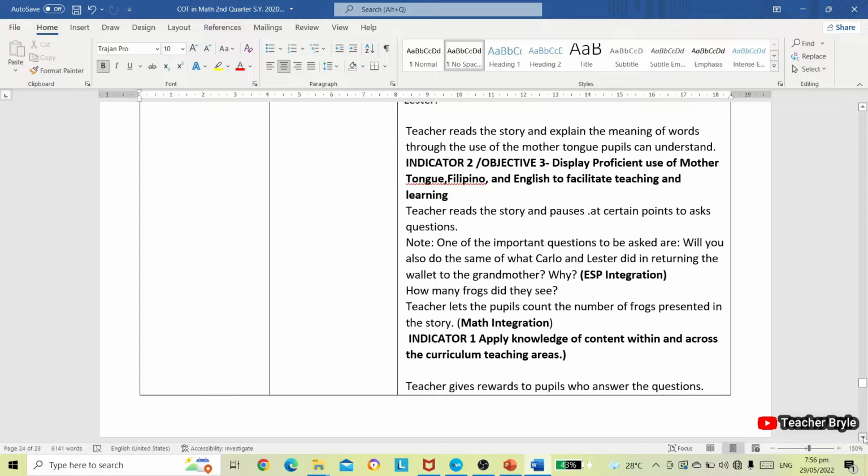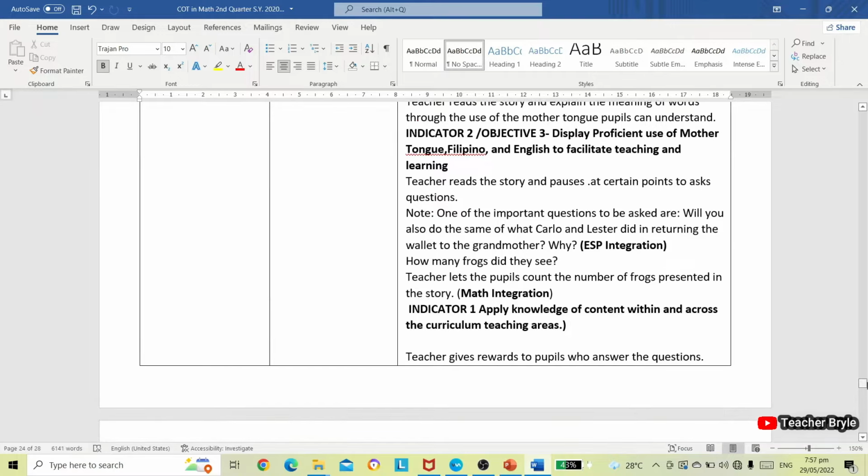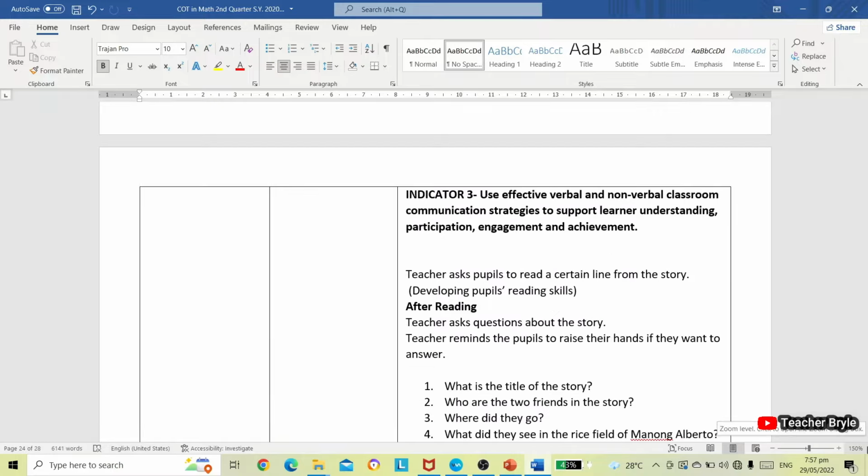Teacher lets the pupils count the number of frogs presented in the story. Math integration. Indicator 1. Apply knowledge of content within and across the curriculum teaching areas. Teacher gives rewards to pupils who answer the questions. Indicator 3. Use effective verbal and non-verbal classroom communication strategies to support learner understanding, participation, engagement, and achievement.